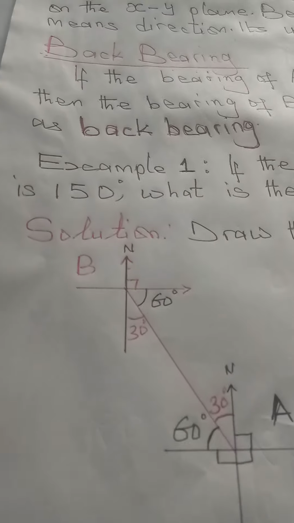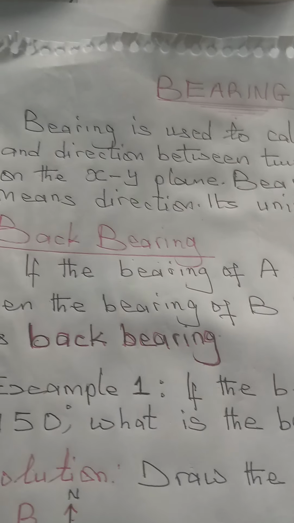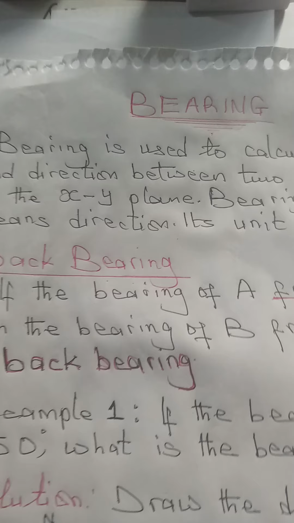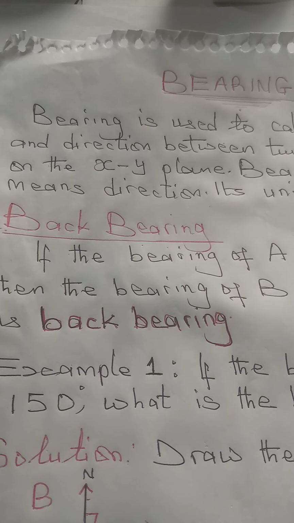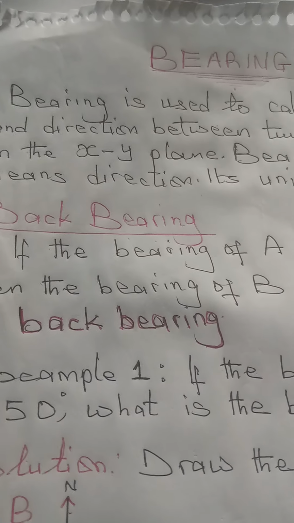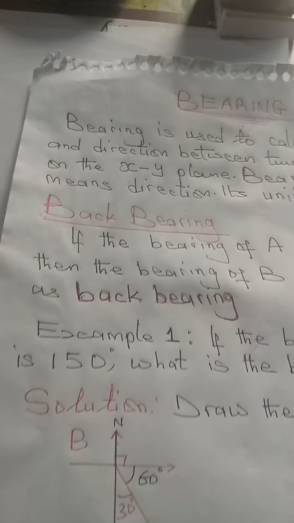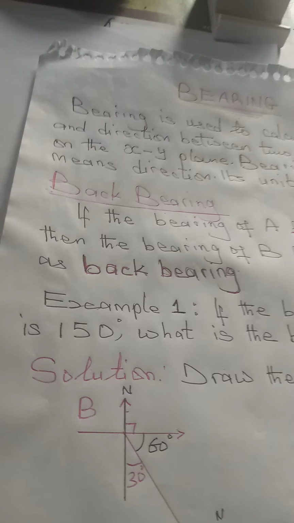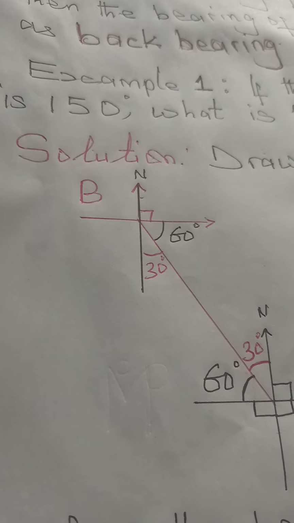What have we said so far? We have been able to introduce the concept of bearing. We have an idea of what bearing means as it represents direction or angles. Then we've equally seen back bearing. We took an example to illustrate back bearing, and the diagram was equally shown.